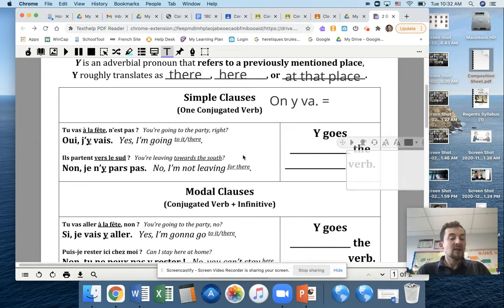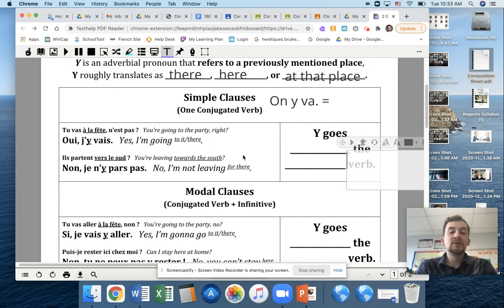C'est bon? So the second example, again, repeat after me for some pronunciation practice. If someone said to you, this should be vous partez, the notes are wrong. Vous partez vers le sud. D'accord? You're leaving towards the south. You can say, non, je ne pars pas vers le sud. No, I'm not headed towards the south. Or you could say more simply, non, je n'y pars pas.